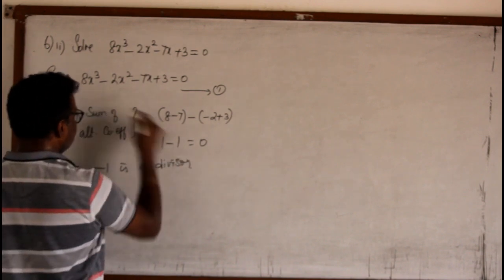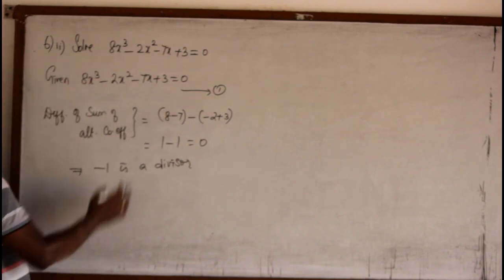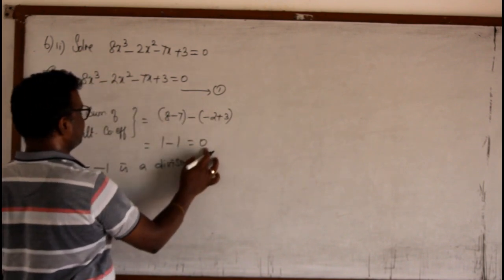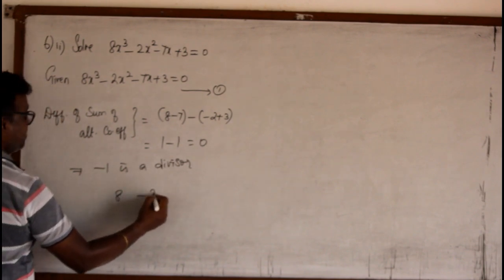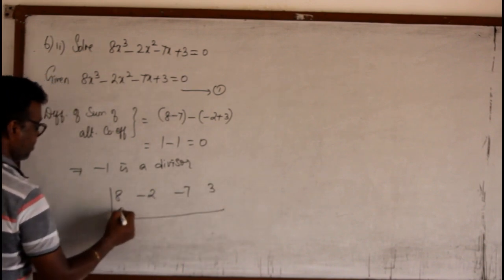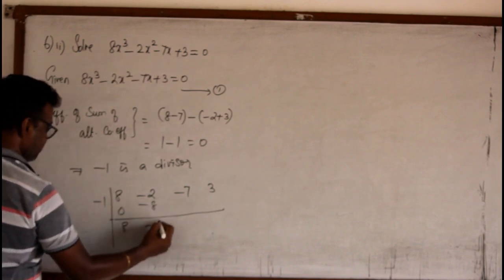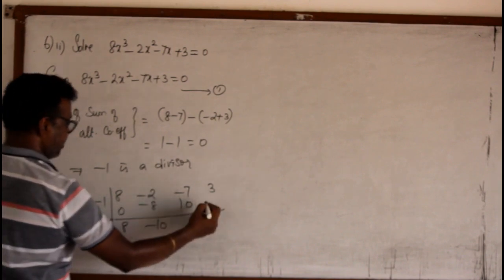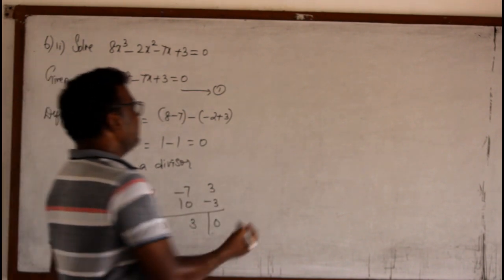So if I add them and if it is becoming 0, then 1 is a divisor, as we did in the previous problem. If I find the alternate coefficients and then if I find the difference and if it is becoming 0, then minus 1 is a divisor. That means if I divide by minus 1, with synthetic division, if I take minus 1, see 8 minus 8, it is minus 10. When I multiply it becomes plus 10, so plus 3. 3 into minus 1, minus 3, it becomes 0. Therefore, minus 1 is a divisor.